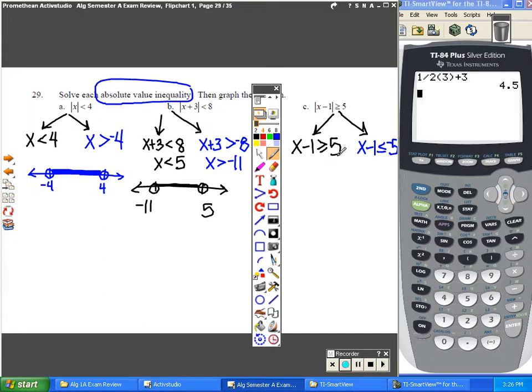We solve these the same way. Add 1 to both sides. x is greater than or equal to 6. Add 1 to both sides. x is less than or equal to negative 4.